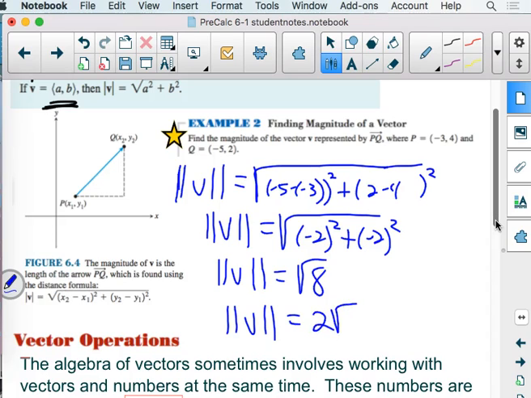Exactly. Now, sometimes the book will leave answers in radical form, and a lot of times they're going to put it in decimal form. It just depends on what we need it for. So that is the magnitude of that vector. It's just the distance.